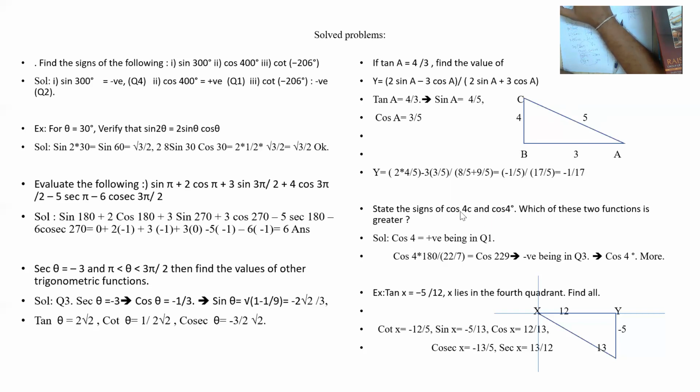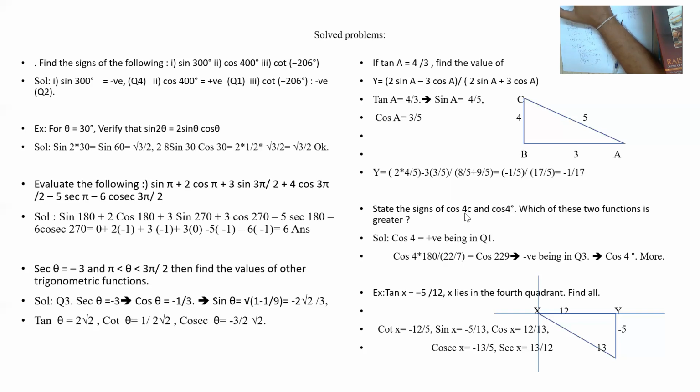State the signs of cos 4 radians and cos 4 degrees. Cos 4 degrees is positive. This is the first quadrant. Now 4 radians: 4 into 180 by pi, so it's around 229. This is the third quadrant, so it is negative. So that is the difference between radian and degree.